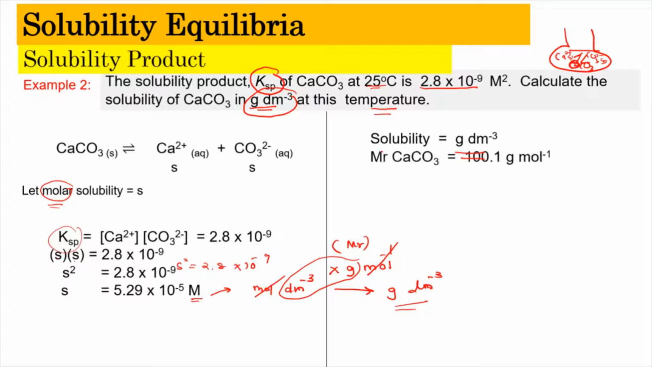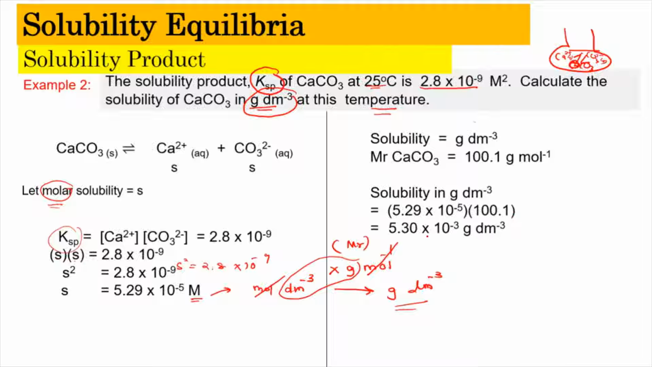Okay, and by calculating the molar mass of CaCO3, we got the molar mass to be 100.1 gram per mole. So in order to find the solubility in gram per dm cube, we need to multiply our S value here with 100.1. So lastly, the solubility in gram per dm cube is going to be 5.30 times 10 to the power of negative 3. Alright.